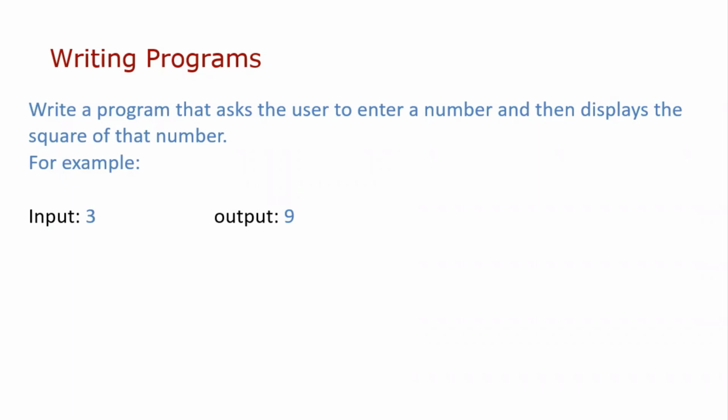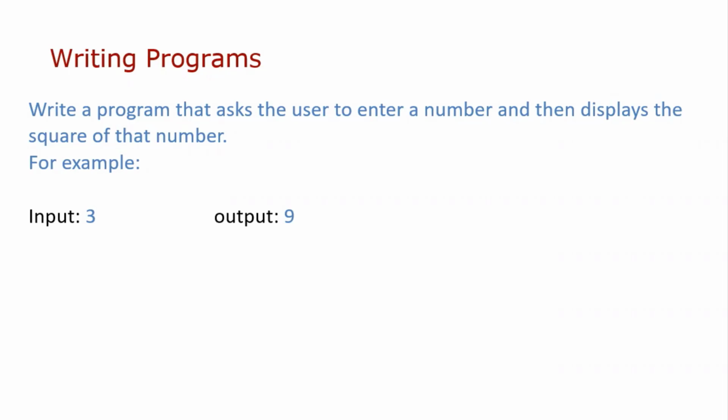How can I accept a number from a user? That's how you think about it. And then when I got this number, what do I want to do with this number? Square it. So the input is going to be 3, the output is going to be 9, for example. This is just an example.